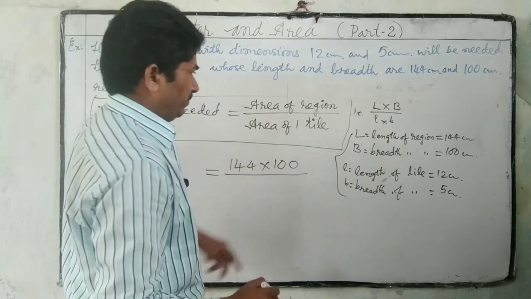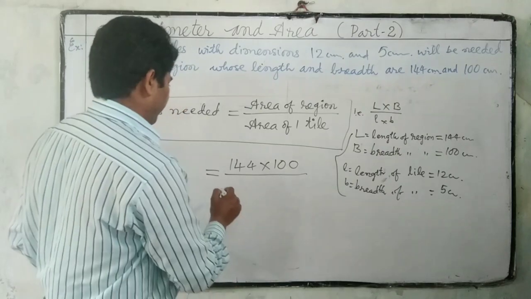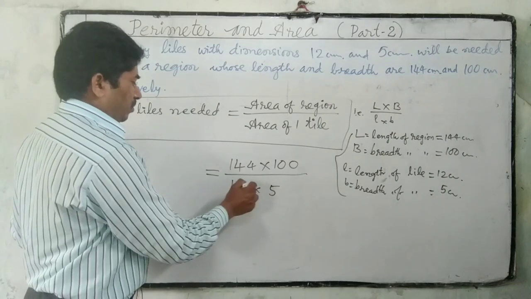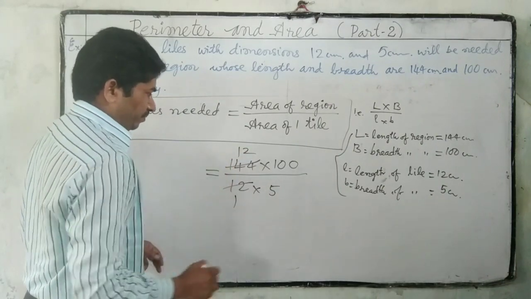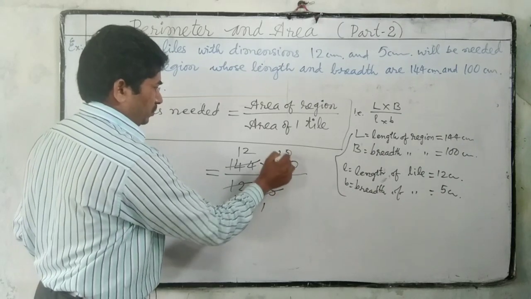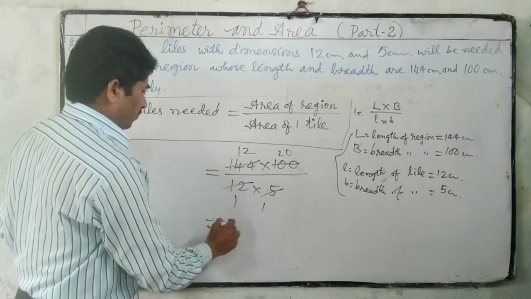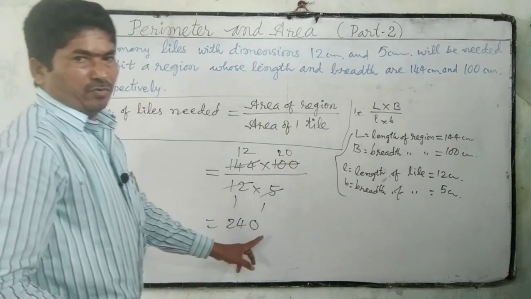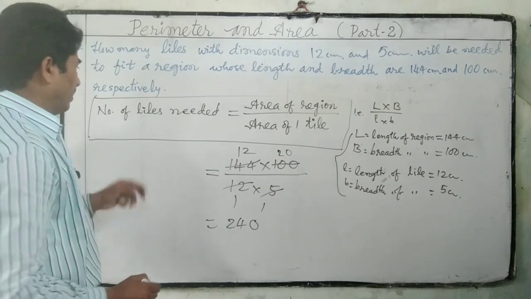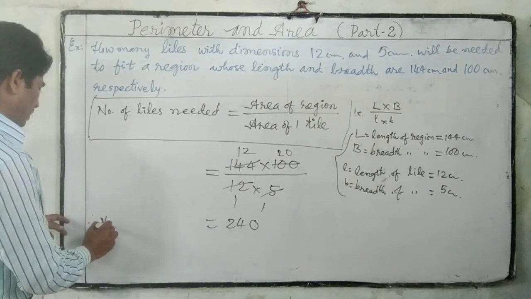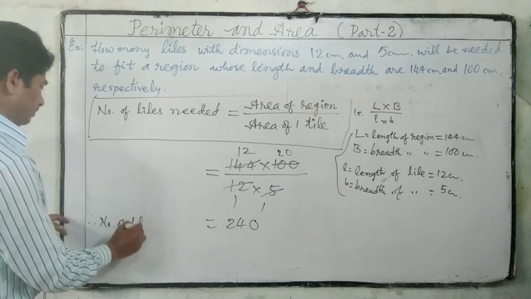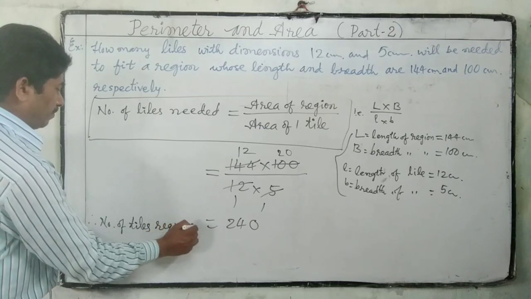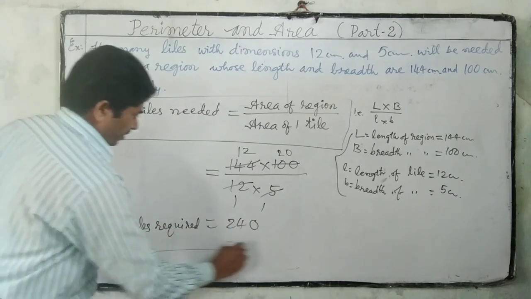If we substitute in this formula, we can get answer directly. 12 into 5. 12 ones are 12, 12 twos are 24. 5 ones are 5, twos 0. 12 fives are 60. 240 tiles required. Therefore, number of tiles required is equal to 240.